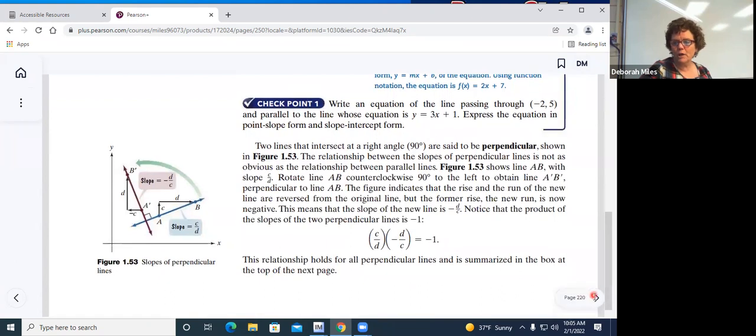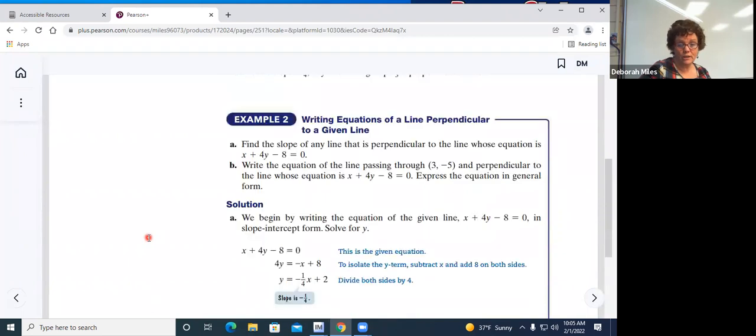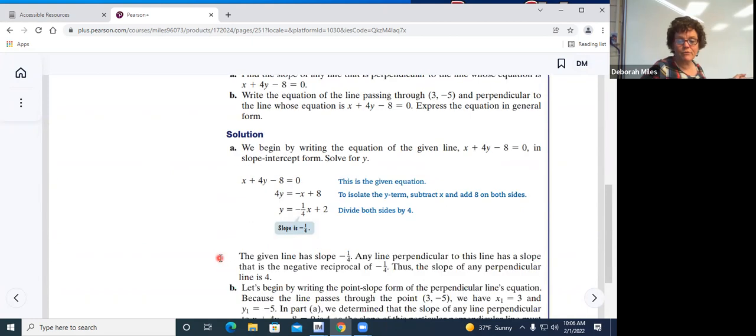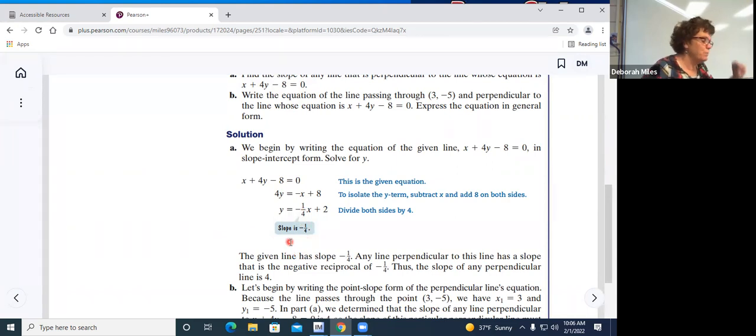And then an example for perpendicular lines is a couple pages over. This problem's a little bit harder because the line that you're given to begin with isn't in slope intercept form. So I don't know the slope of this line. How am I going to find the slope of this line? Solve for Y. When I solve that for Y, I can see the slope is -1/4. So what am I going to use for the slope of a perpendicular line? The opposite and reciprocal would be +4.